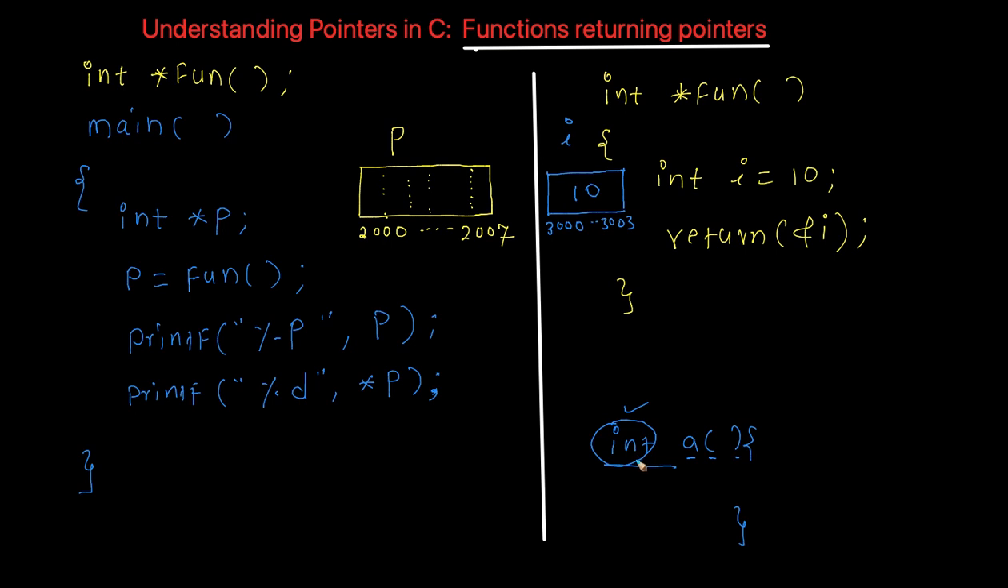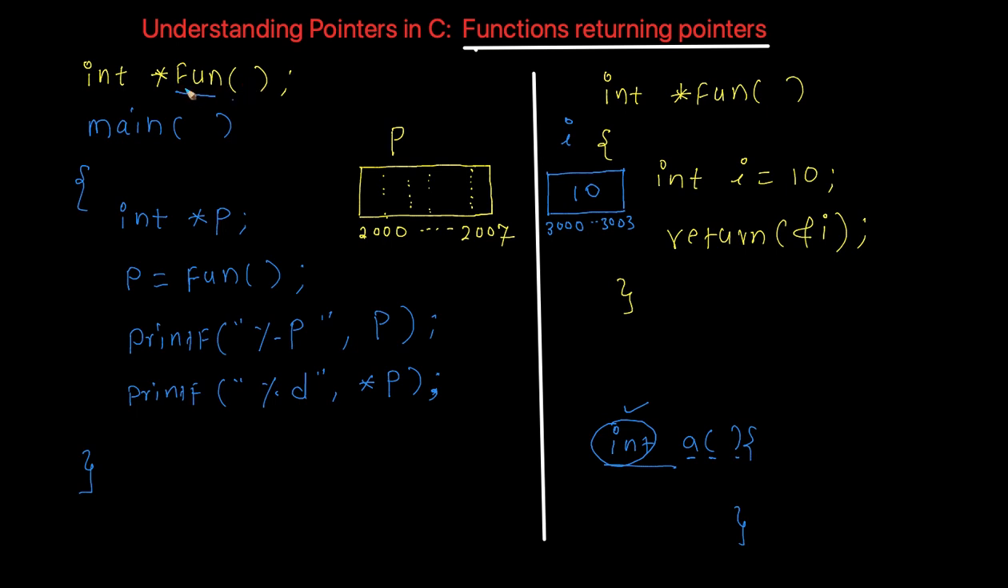Now what do we mean by functions which return pointers? Functions which return pointers will return the memory address of a variable. For example, how will we declare a function which is returning a pointer? Same here, we have the name of the function. These two brackets are for the function. Here we can have parameters in these two brackets.